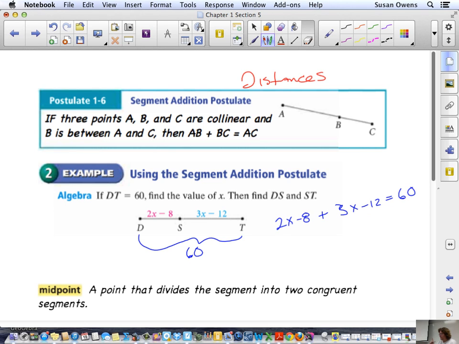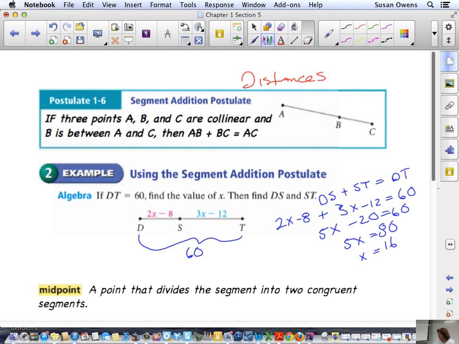Really what I'm doing based on this segment addition postulate is I'm saying that I can take DS and I can add ST, and that's going to be equal to DT. And I could write this in any proof, and I could say that's the segment addition postulate. Okay, once I do that, now I can solve it. So 2x and 3x, that gives me 5x minus 20 equals 60. Add the 20 to the other side. x equals 16.